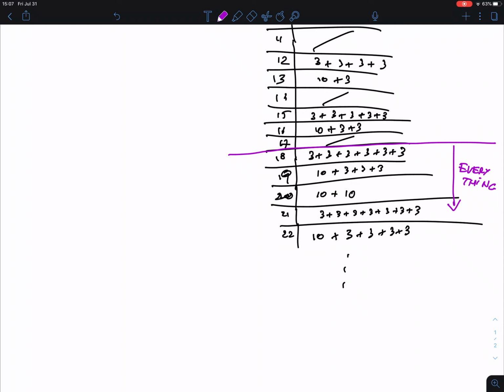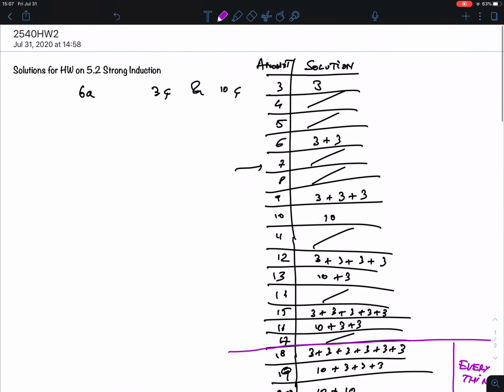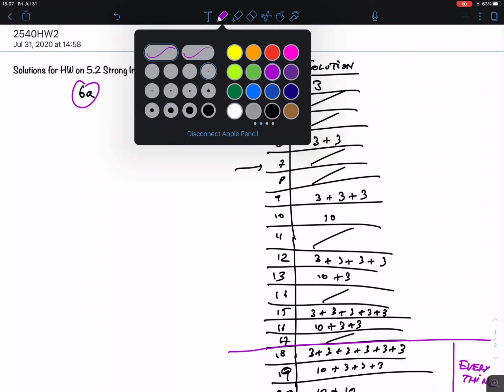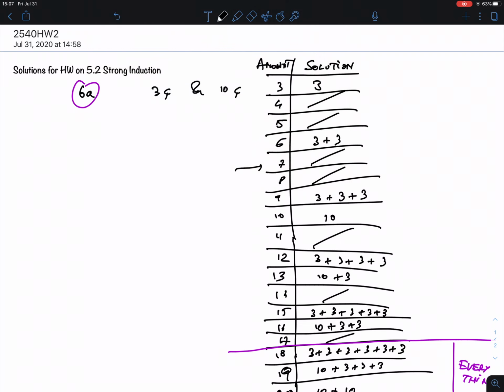Okay. So that's 6a. 6a was not really what it was about, but this is what it was about. And so therefore, I will never ask this on a quiz. What I'll ask on a quiz is 6c here.